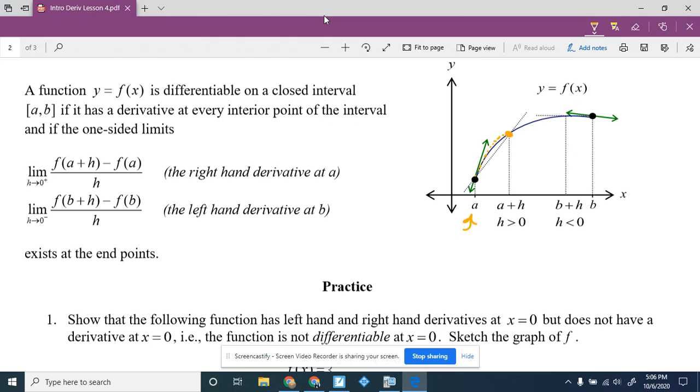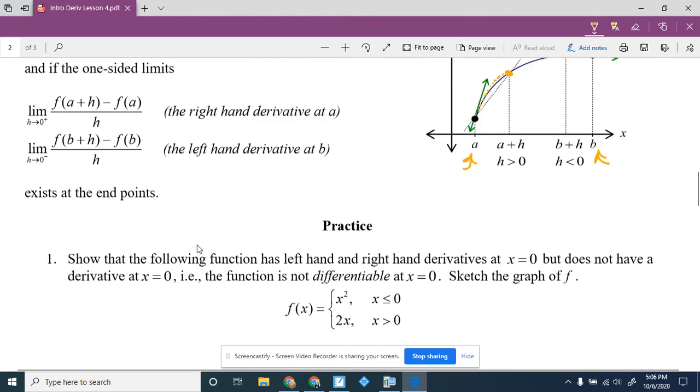Likewise, if you wanted the derivative at a right endpoint b, now you're only going to consider values of h that are negative, because b plus a negative will bring you to the left of it, right? As we bring this point closer and closer here, you're going to end up getting that tangent line. So this is your right-hand derivative, your left-hand derivative. All right, so let's do some practice.